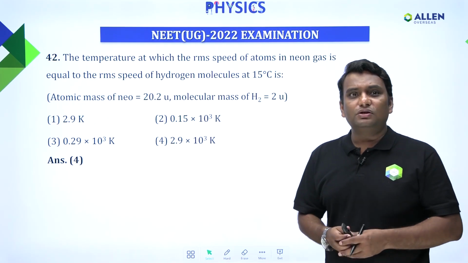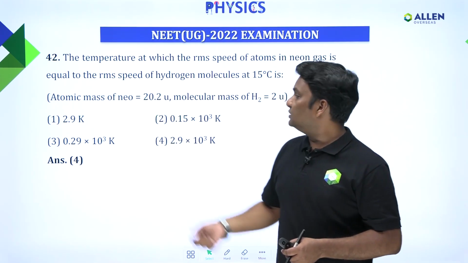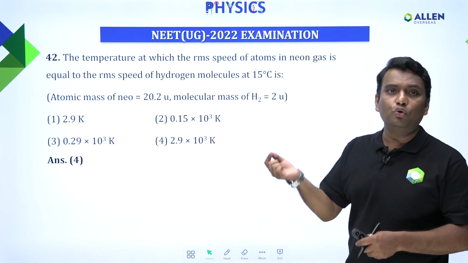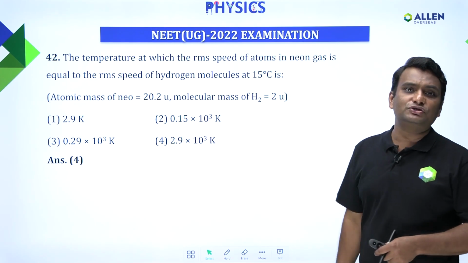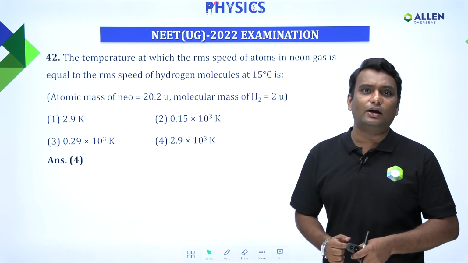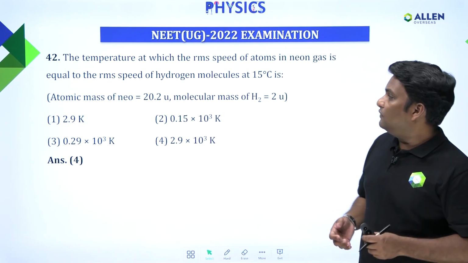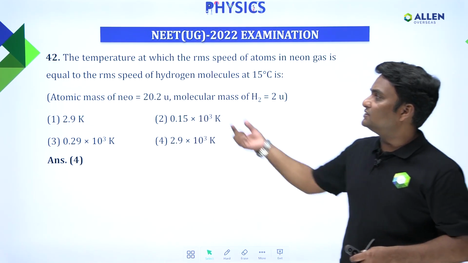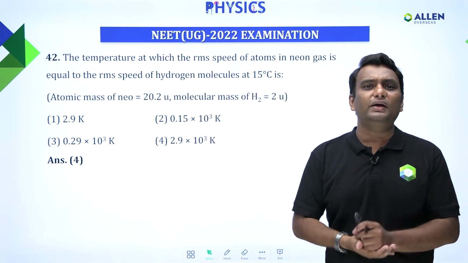Apart from this, the question is also giving us the atomic mass of neon, that is 20.2 U, where U is the atomic mass unit, and the molecular mass of hydrogen, that is 2 U. Based on this information, the question is asking us the temperature at which the RMS speed of both the gases is going to be the same.